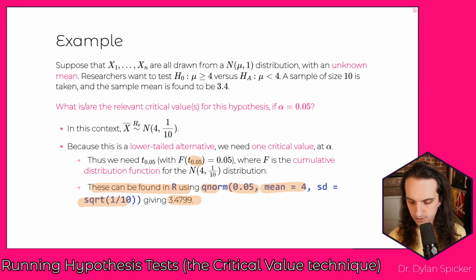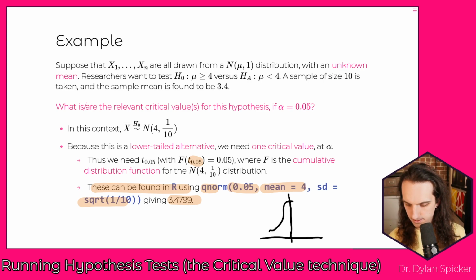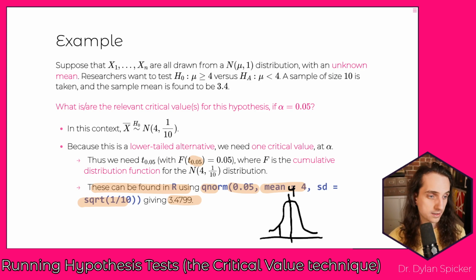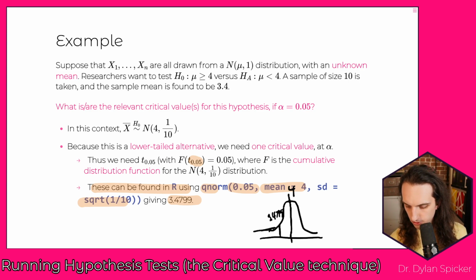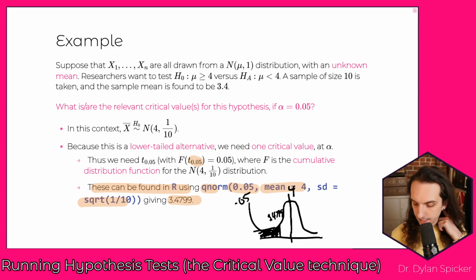So if we sketch out what this looks like in terms of our normal curve right here, we have the mean occurring at this 4, okay? And then what we've done is we've come in and said, well, this value right here is going to be at 3.4799, okay? This value is chosen such that there is 5% probability of being lower than it, right? So this is 0.05 down here. And anything that we observe that's in this tail is providing sufficient evidence against the null hypothesis.